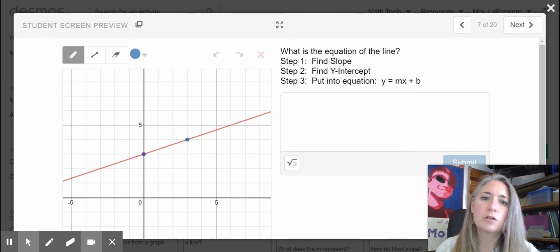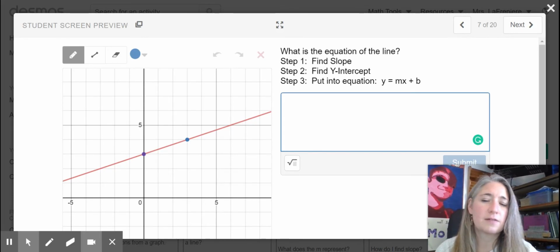So again, we're going to use the slope and y-intercept to write the equation of a line. With this one, the first step is to find the slope. So I'm going to look over here and just do my slope of rise over run. In this case, it would be 1 over 3.